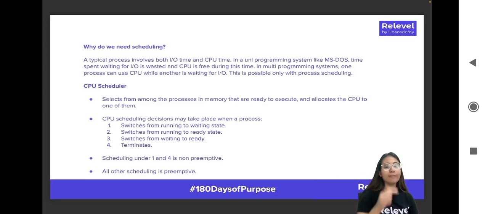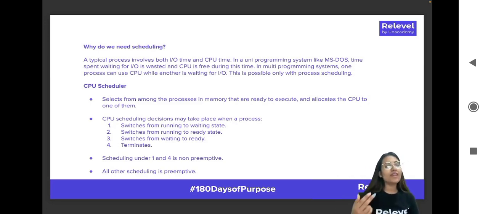Now remember the circumstances 1 and 4, right? There is no choice in terms of scheduling. A new process must be selected for execution. So in situation 1, wherein a process goes from running state to the waiting state, and when a process terminates, in both of these situations, a new process must be selected for execution. Whereas if we talk about the situation of 2 and 3, it would be known as a scheduling which is preemptive.